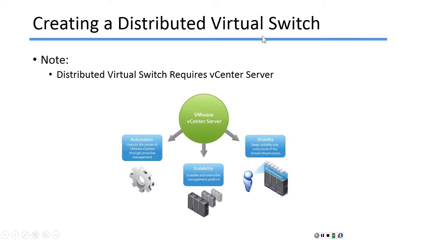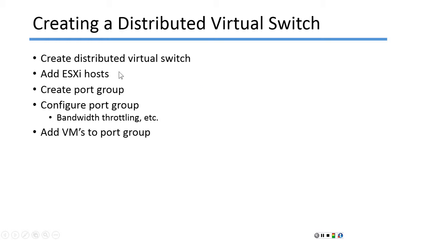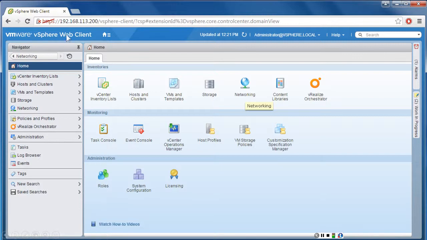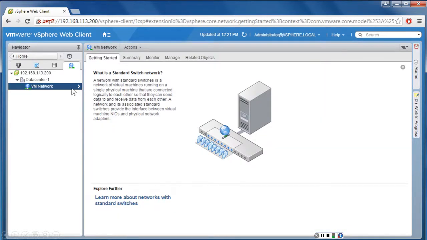So let's create a distributed virtual switch. Now note, a distributed virtual switch requires that you have vCenter Server. So to create a distributed virtual switch, we create the switch, then we add ESXi hosts, we create port groups, we configure the port groups, and then we add virtual machines to the port groups. So let's do it. I go to the vSphere web client to the home page, and then I click on networking. And then under VM network, you can see that's the standard switch, but we're not here for standard switches. We're here for virtual switches.